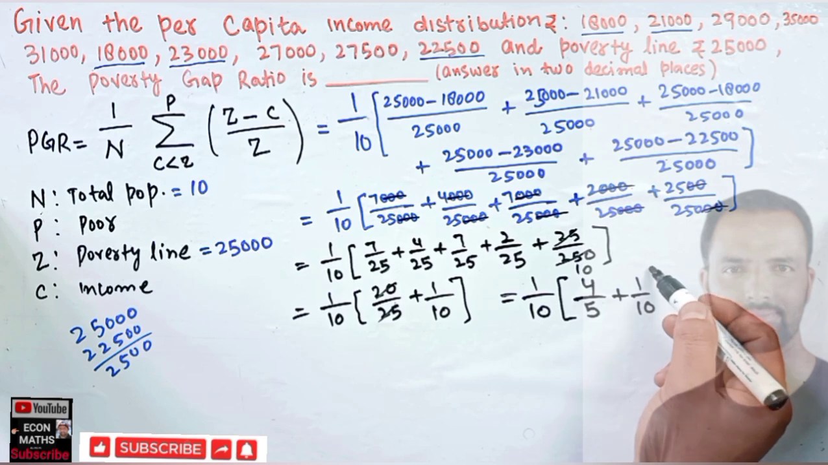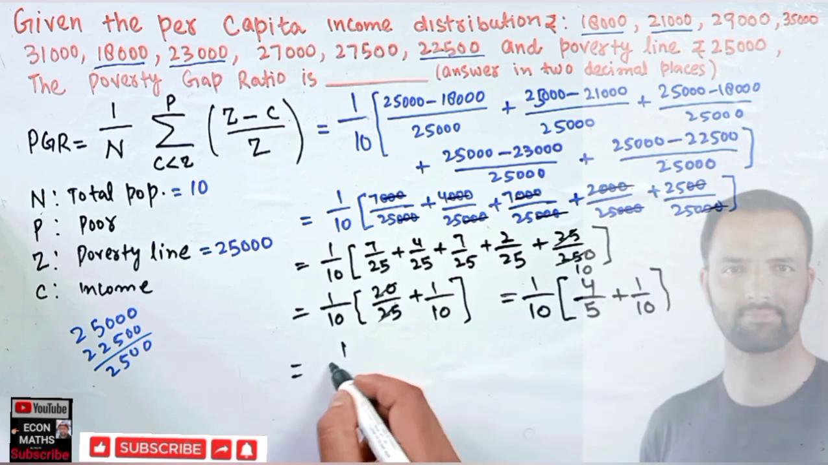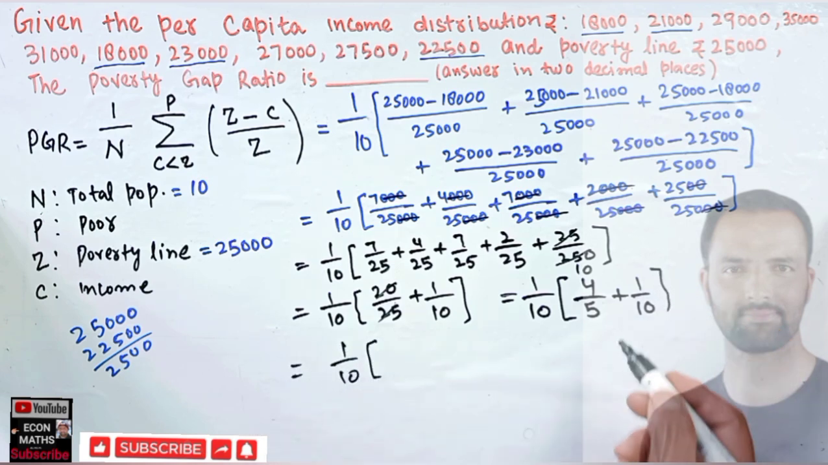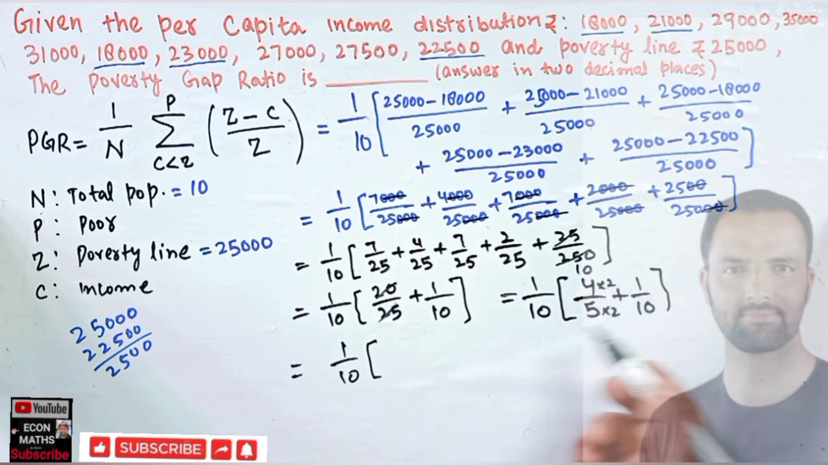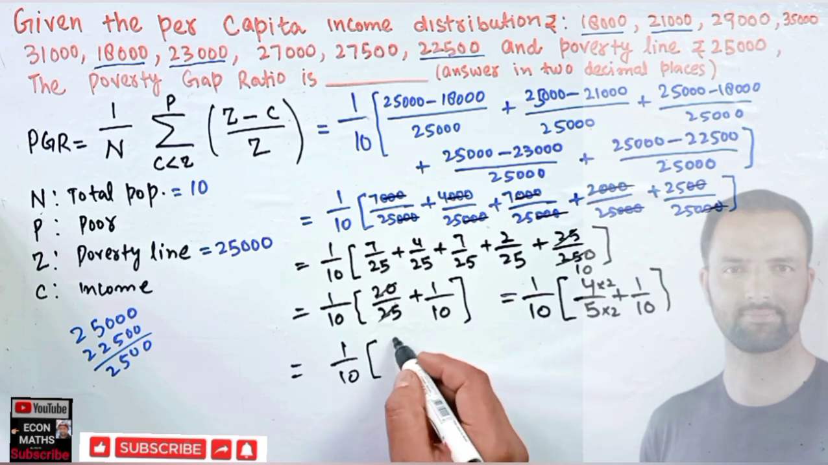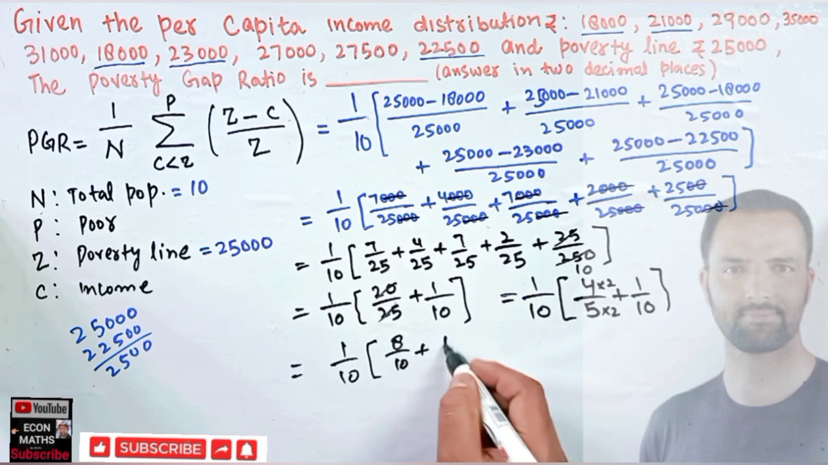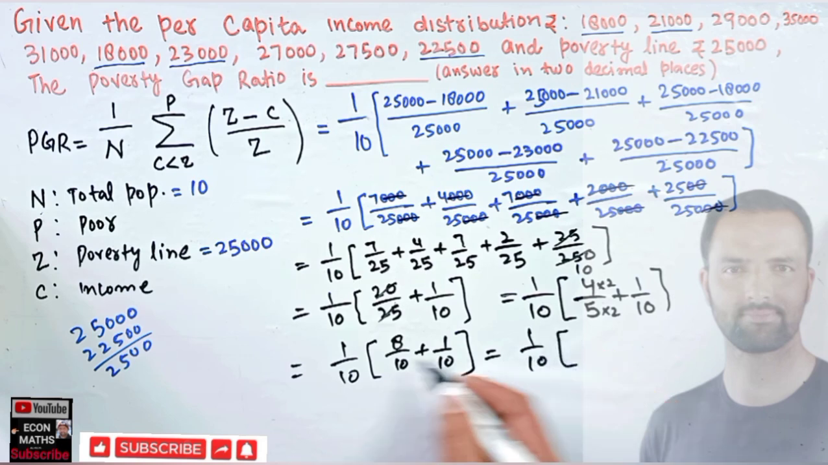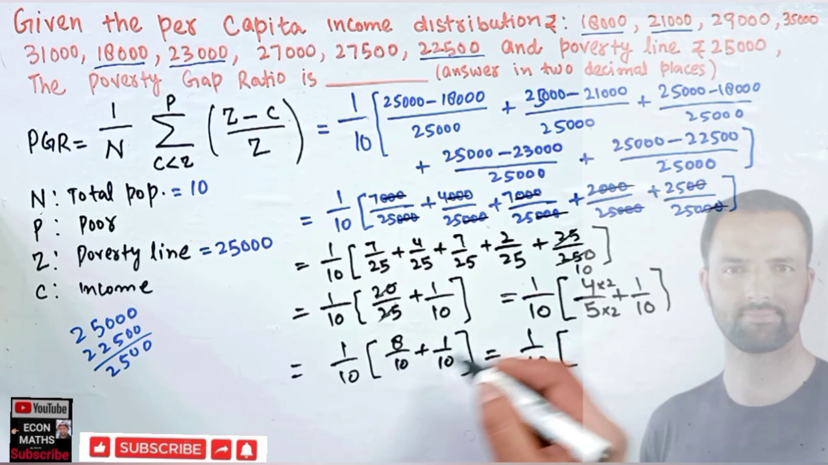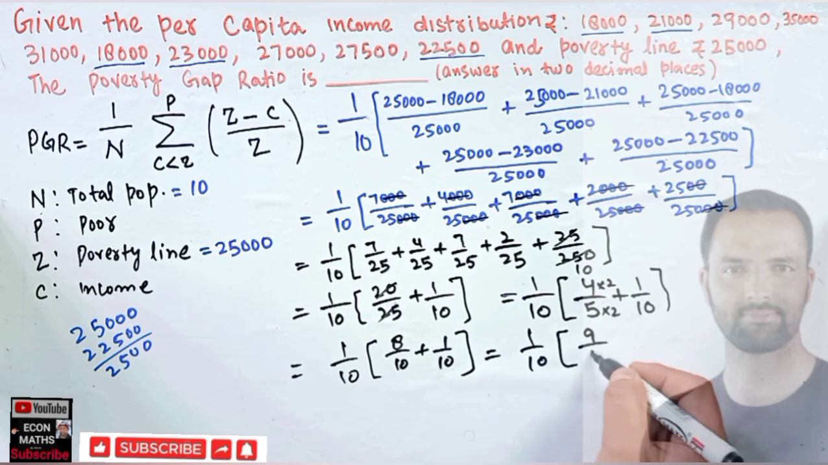I hope I'm making myself clear, okay. So this will come out to be 1 upon 10. Now making the denominator the same, multiplying this by 2 to make the denominator the same. So this is 8 upon 10 plus 1 upon 10, okay. So this comes out to be 1 upon 10. Then again, now the denominator is the same, we can add up the numerator. So we have 9 upon 10.